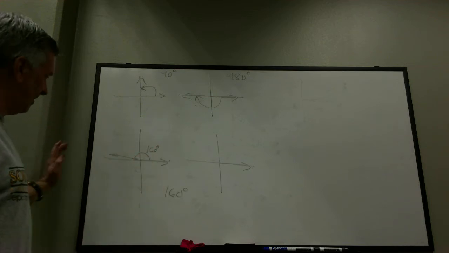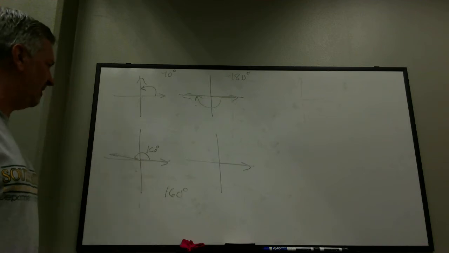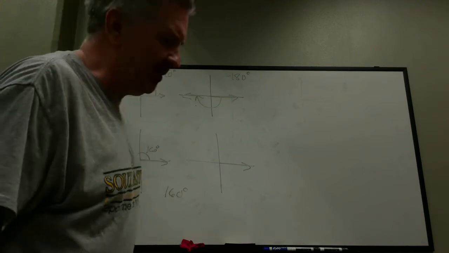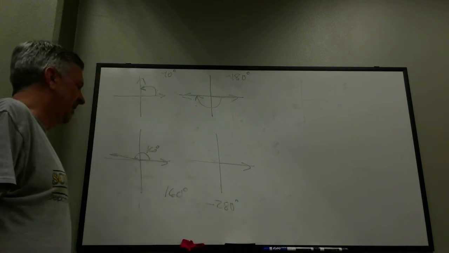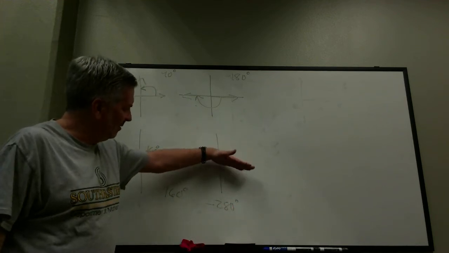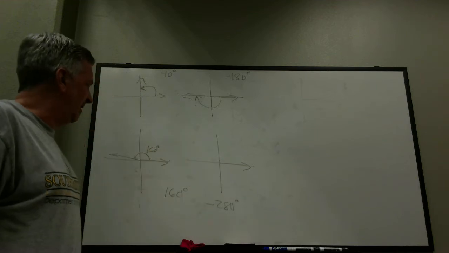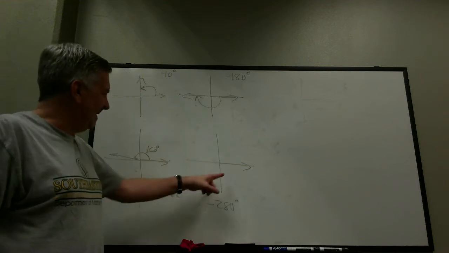Notice this is not a quadrantal angle because the terminal side is not on one of the axes. And then the last example here is negative 280 degrees. All right, so a negative angle, we're going to be coming down, right? We're going clockwise. Now, where's negative 280?